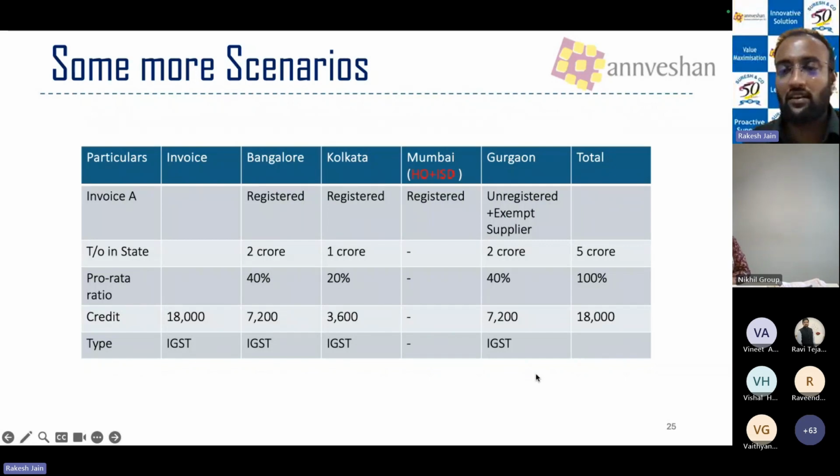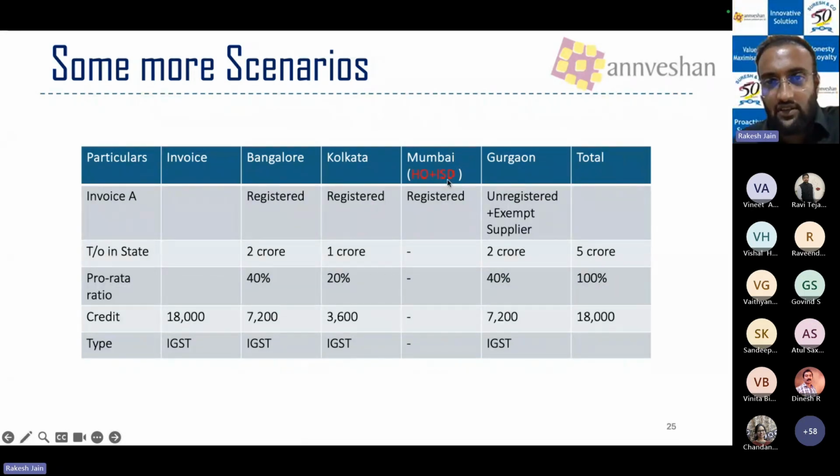Now I'll quickly cover a simple example. In this example, Mumbai is the head office and it has taken the ISD registration. The distribution will happen based on the turnover, as prescribed under Section 20 and the rules therein. Whatever the turnover of the various states, the credit will be distributed pro rata to those respective states. Now, the catch is there is one more state, Gurgaon, where we are not registered because from Gurgaon we are providing purely exempt supplies. Does this state also need to be distributed credit? The answer is yes. Even if it is not registered because it is providing purely exempt supplies, the distribution must happen to this state as well.